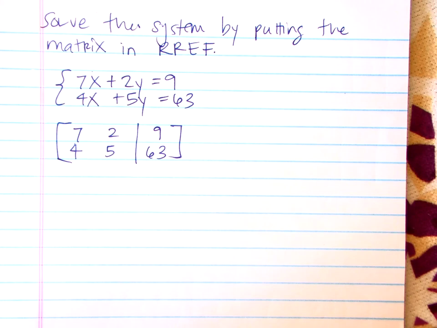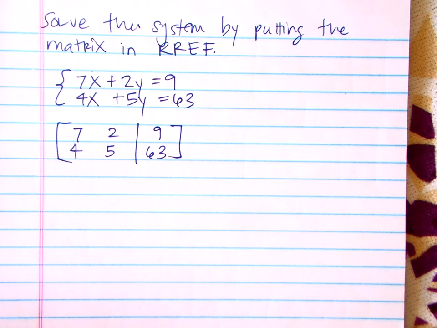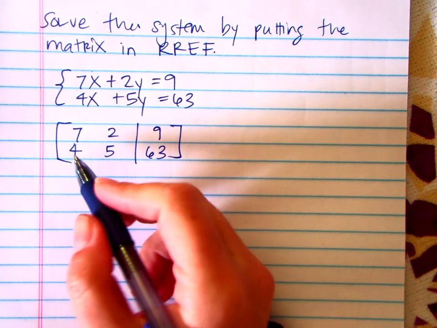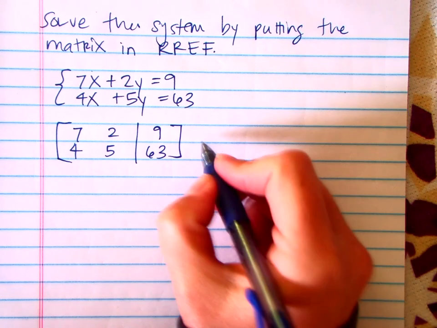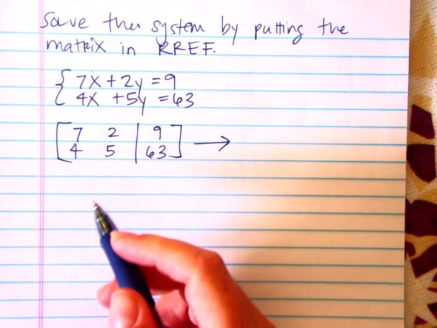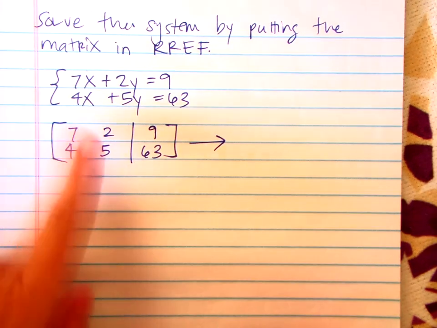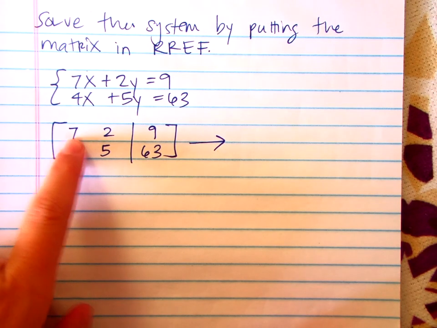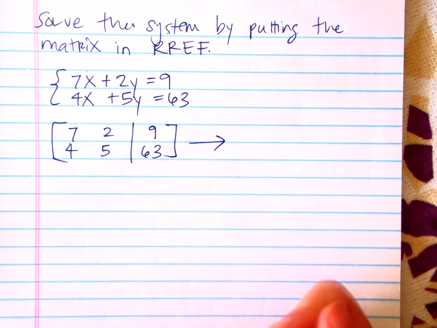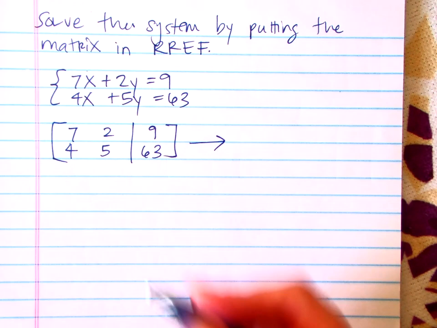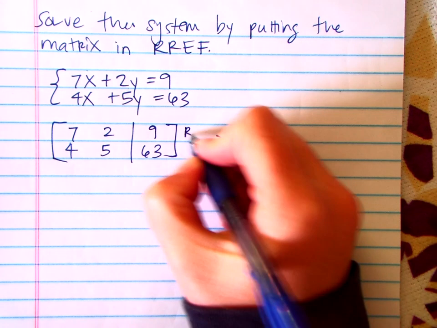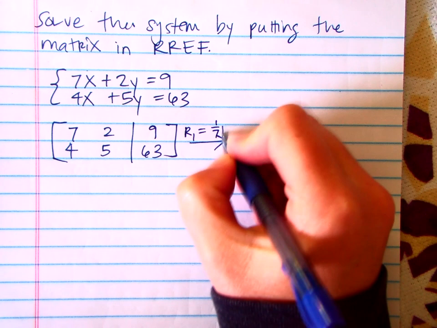Alright, I forgot to say that, so I'm going to backtrack. The first thing I'm going to do, and we haven't seen one like this before, is I need a 1 in the first entry. So I need to make this a 1. Well, what's the easiest way to turn a number into a 1? Divide by itself. So our new row 1 is going to be 1/7 of the old row 1.